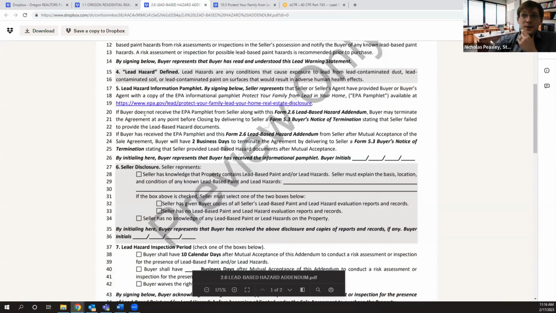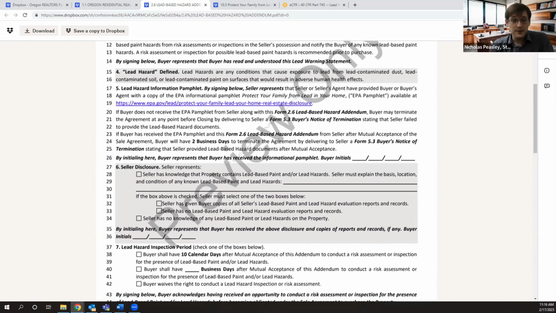From there, we tell you that if the buyer does not receive the pamphlet along with the lead hazard addendum, buyer can terminate at any point before closing. That's to prevent audits. It's because federal law requires it. And if the buyer receives the pamphlet and the addendum at any point after mutual acceptance, they'll have 2 business days to terminate following reception of those documents.